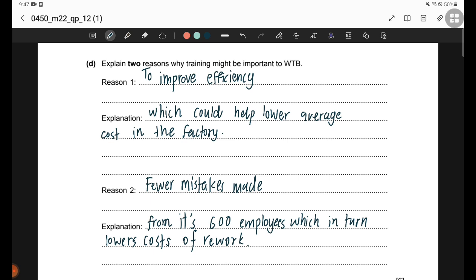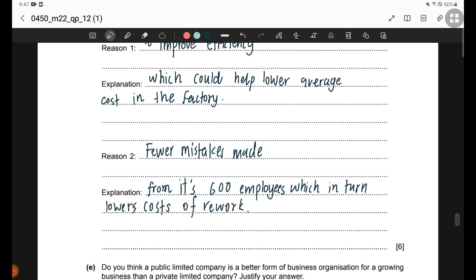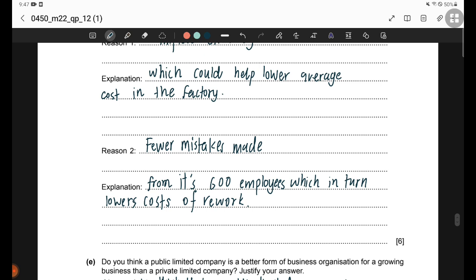By efficiency, we mean the workload or the workforce, just the overall efficiency in the business, which could help lower average costs in the factory. And basically this relates to our second point, which is the fewer mistakes made from its 600 employees, which in turn lowers the costs of the rework.